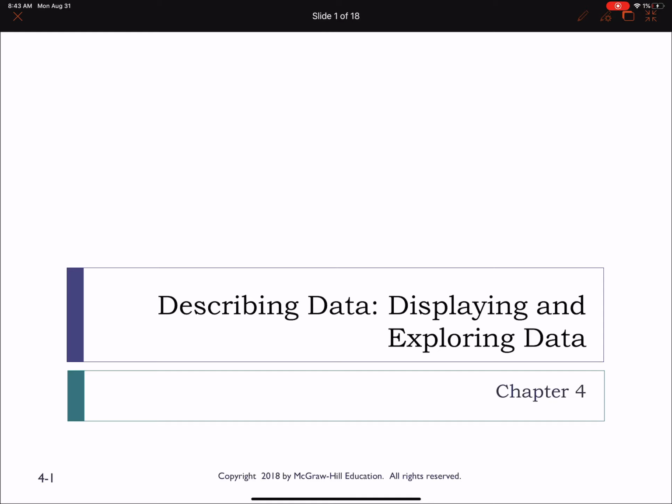Again, it's a continuation of what we were doing in the last chapter. So we're still trying to describe our data. This time we're looking a little bit more at different ways that we can display the data. I will say we're skipping the first two learning objectives in this chapter on dot plots and stem and leaf. So if you're reading through the text, you can just go ahead and move right past those.